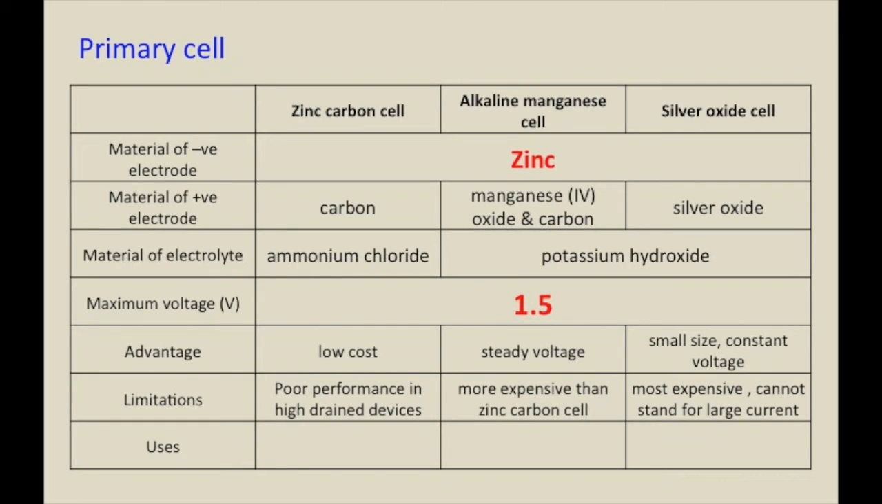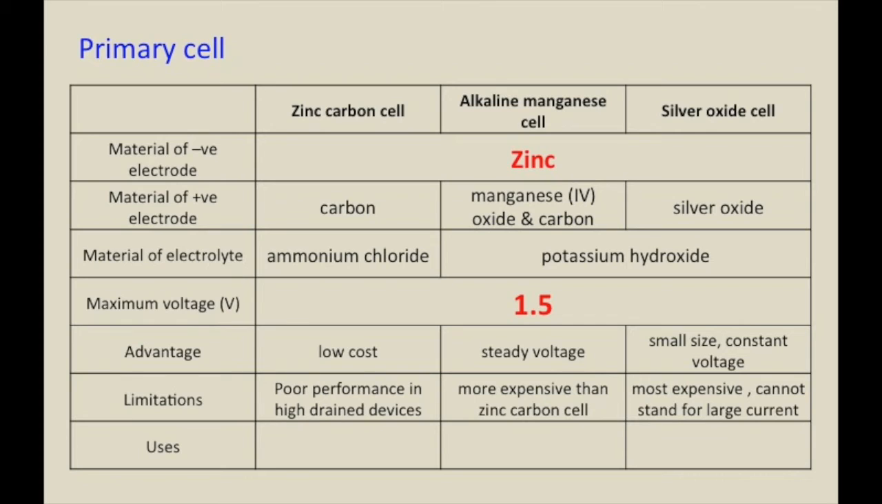Okay, but the disadvantage is they are more expensive than the zinc carbon cell. And for the silver oxide cell, the advantage besides steady voltage is they have a small size, but once again, they are very expensive and they cannot stand large current. For example, you cannot use a silver oxide cell in your model car, okay, or a flashlight, because they cannot stand such large current.